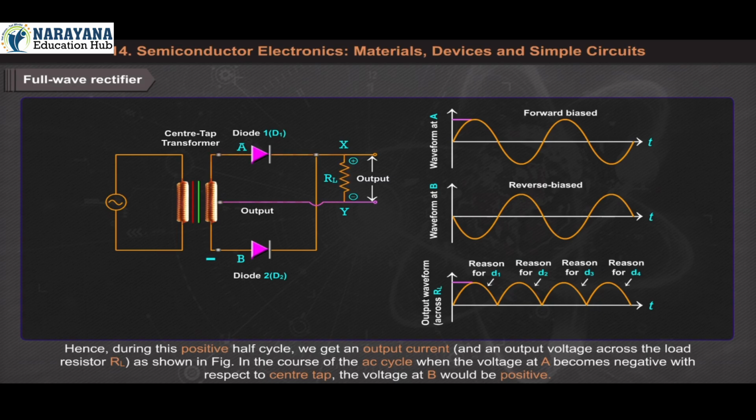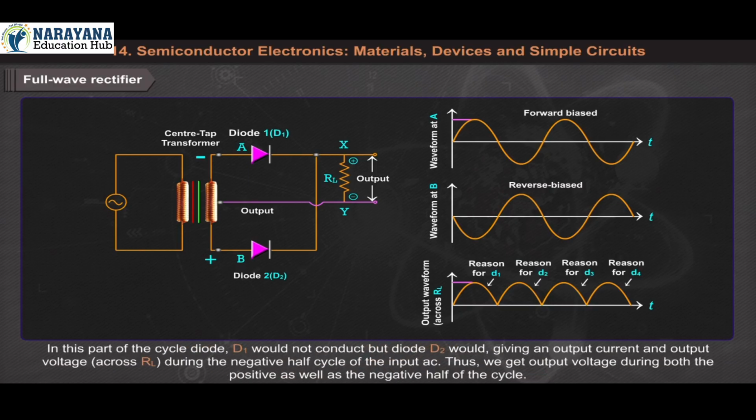Hence, during this positive half cycle, we get an output current and an output voltage across the load resistor R_L as shown in figure. In the course of the AC cycle, when the voltage at A becomes negative with respect to the center tap, the voltage at B would be positive. In this part of the cycle, diode D1 would not conduct but diode D2 would, giving an output current and output voltage across R_L during the negative half cycle of the input AC.